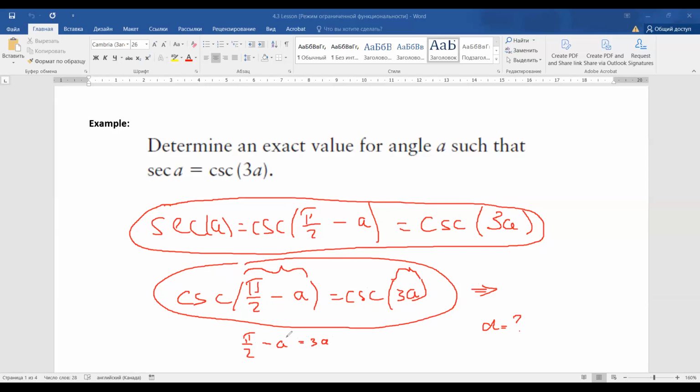Now, I move a over the equality sign, so the minus turns to plus. It's going to be pi over 2 equals 3a plus a. Next step, 3a plus a is 4a, so I divide the left and right hand side by 4, so pi over 8 equals a. This is my answer.